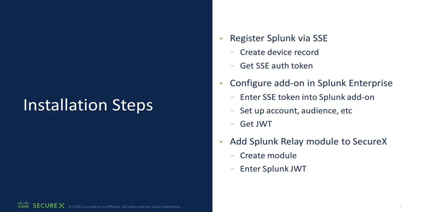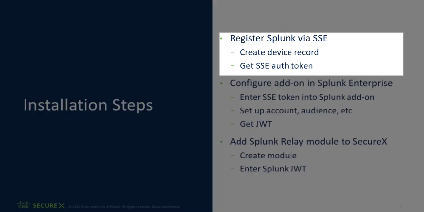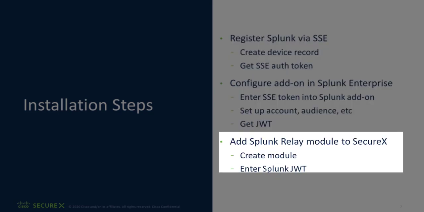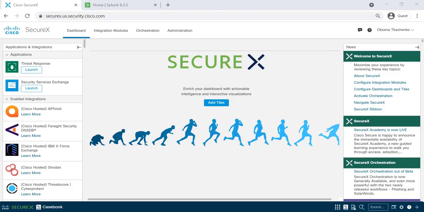When configuring integration of Splunk Relay module version 1.0.0, you need to register the device via SSE connector, get some information from your Splunk Enterprise account, and then add SecureX Splunk Relay module. Now let's configure the integration.